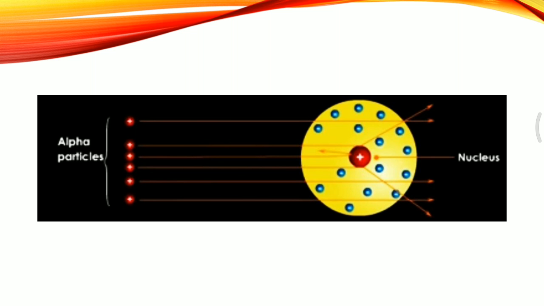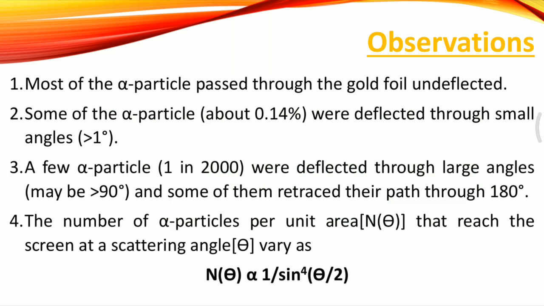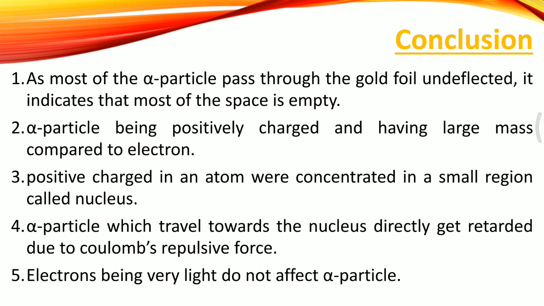From this we can conclude the following: the number of alpha particles per unit area that reach the screen at a scattering angle theta varies as 1 by sine to the power of 4 theta by 2. And we can make the following conclusions. As most of the alpha particles pass through the gold foil undeflected, it indicates that most of the space is empty.